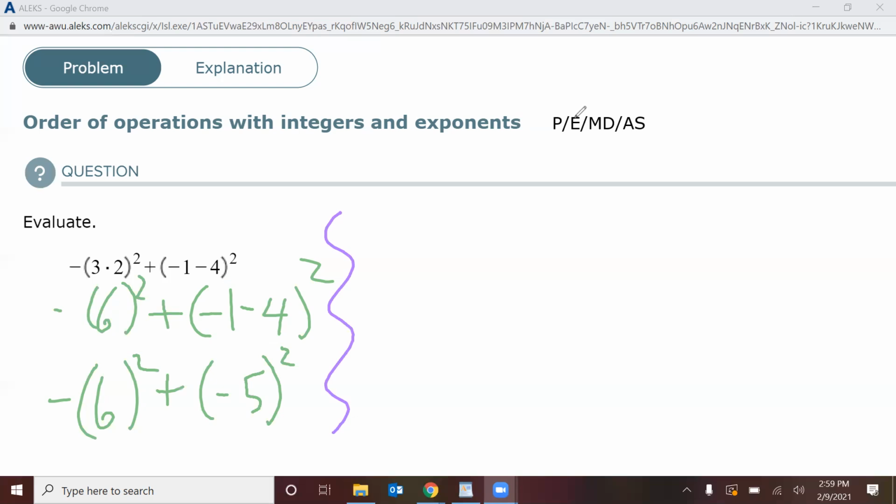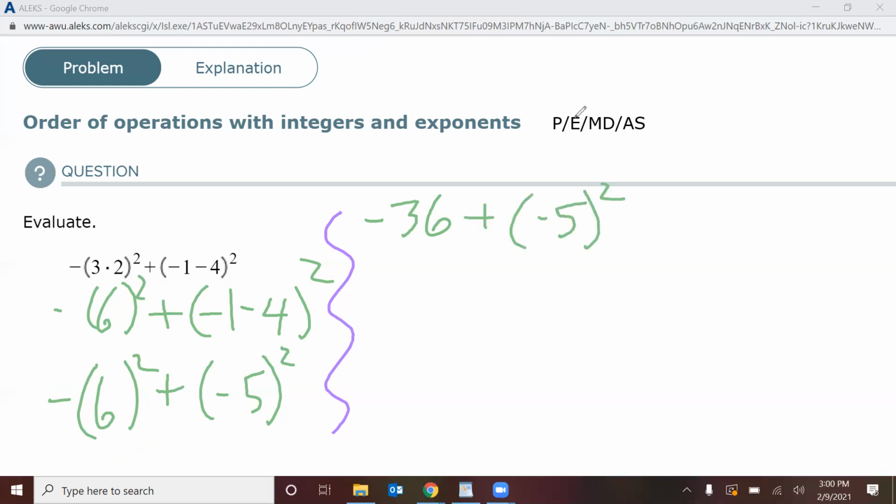Now, everything inside the two sets of parentheses is completely simplified, so we can work outside the parentheses and move on toward exponents. Are there any exponents? Yes, there are. I'll do them from left to right. The first one says 6 squared and then a negative sign out in front, or the opposite of 6 squared. So that would be negative 36 because the negative sign is not inside of the parentheses.